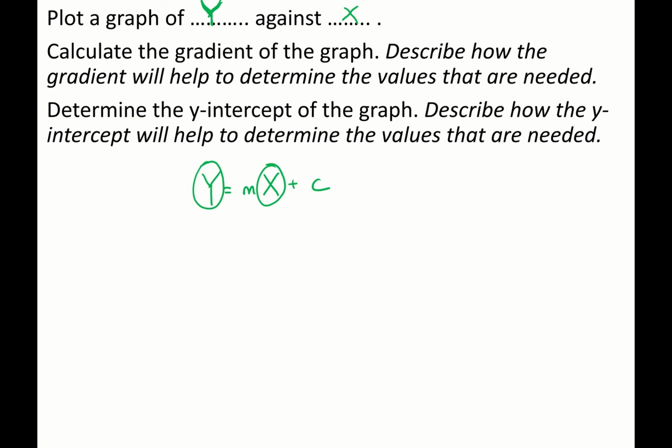And then you have to describe that you have to calculate the gradient and then describe from the gradient how it helps you determine the values that need to be calculated. And also from the graph, you can determine the y-intercept, and you have to describe how the y-intercept will help you determine the values that are needed. So the steps are pretty straightforward. Okay. As of now, this is just a brief overall view. Over the next few videos, I'm going to zoom in on a specific experiment to assist you better.